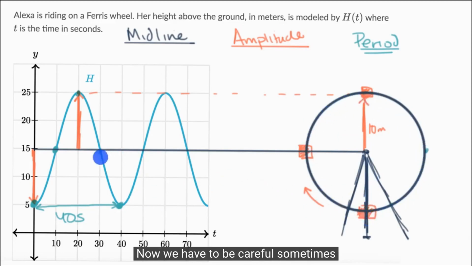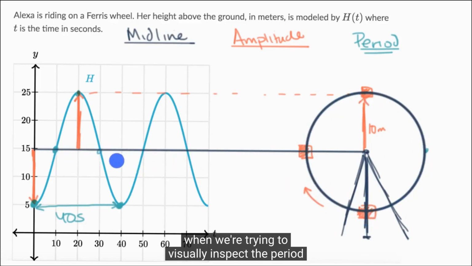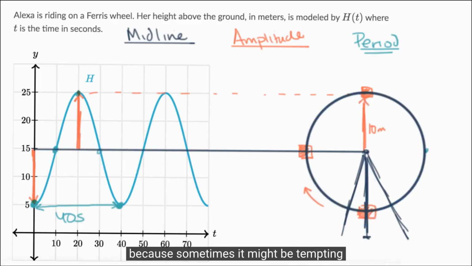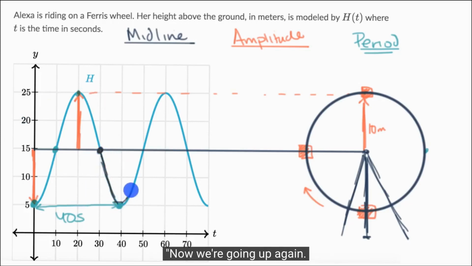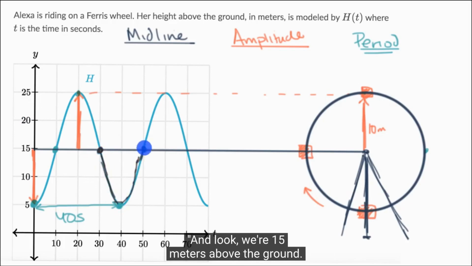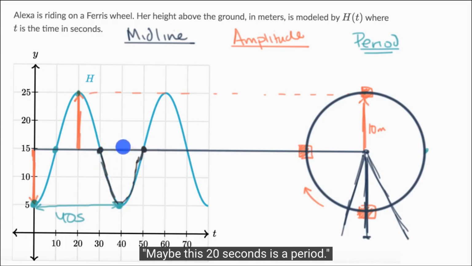Now, we have to be careful sometimes when we're trying to visually inspect the period, because it might be tempting to start right over here and say, okay, we're 15 meters above the ground. All right, let's see, we're going down. Now we're going up again. And look, we're 15 meters above the ground. Maybe this 20 seconds is a period. But when you look at it over here, it's clear that that is not the case.